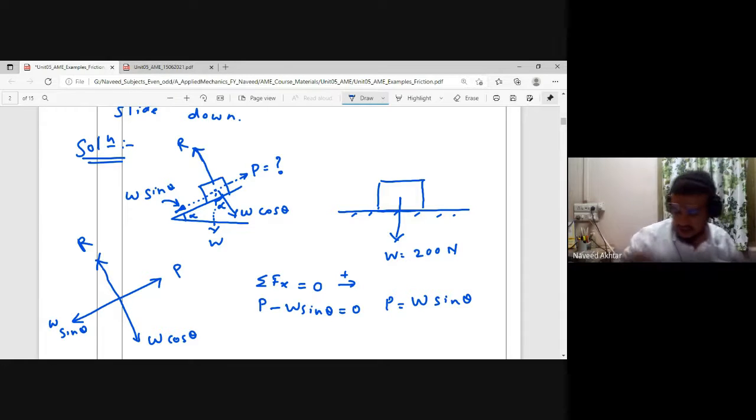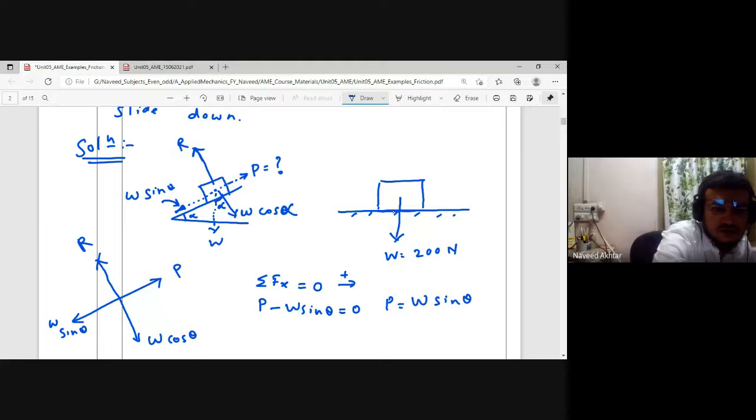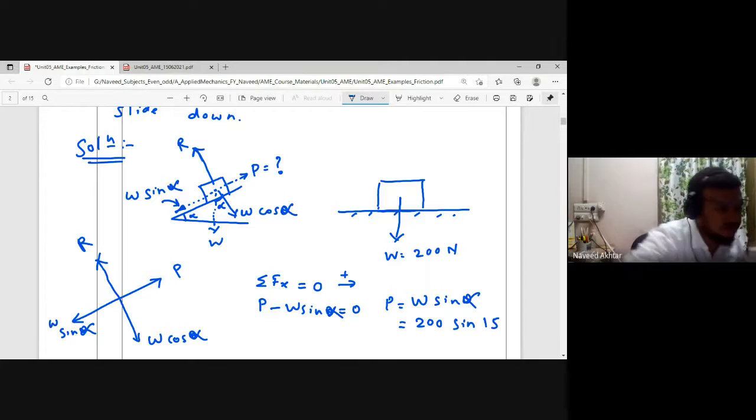You know that mu is equal to tan alpha. तो यहाँ पर this will be the alpha value, sin alpha. So the alpha is given, so it is nothing but sin of alpha. So P is equal to W sin alpha. So W is our 200, it is given. Sin of how much? 15 degrees it is given.